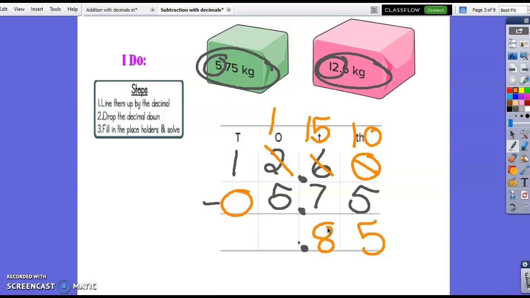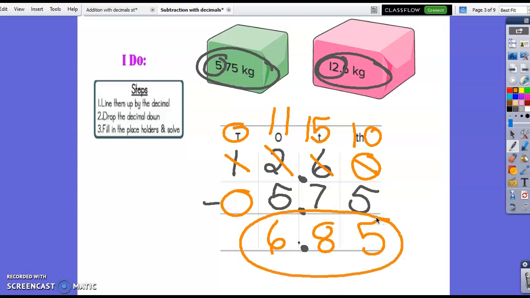And I can't take 5 from 1, so I have to go over here, take 1 away, that becomes a 0. And my 1 becomes an 11. 11 minus 5 is 6. And 0 minus 0 is a 0. You don't have to put the 0. I'm going to leave it blank so you can see the answer.